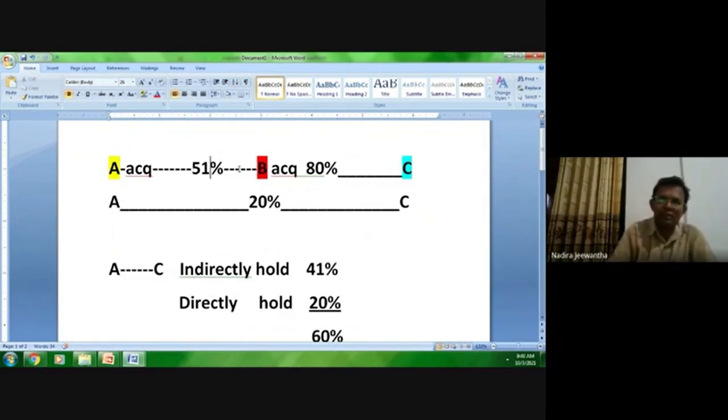So who does the valuation? Auditors, independent auditors only do the valuation. For auditors to do the valuation of B, or the acquiree, auditors are doing the due diligence process.